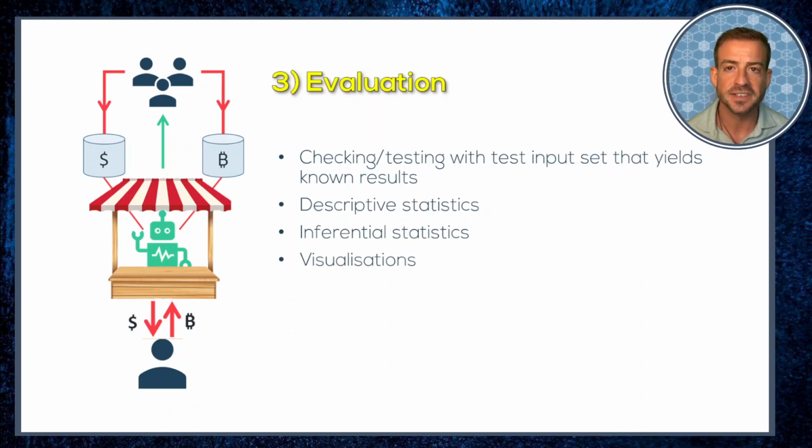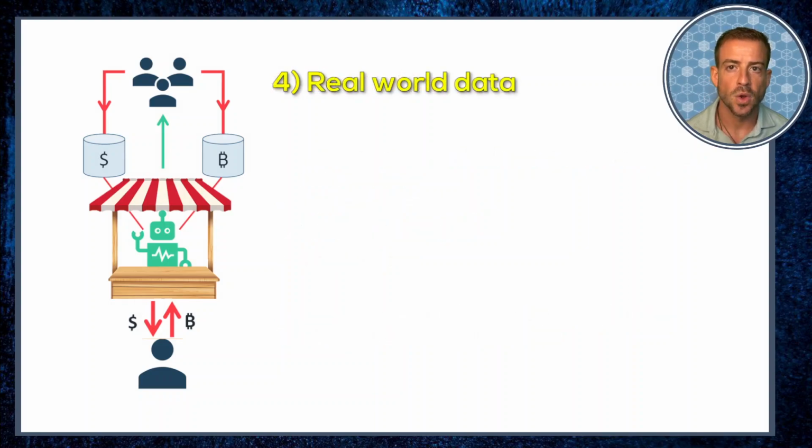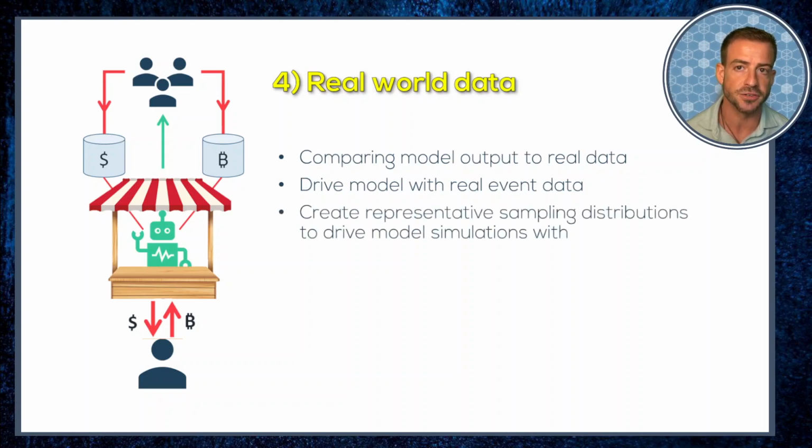In practice, the design of these evaluations will probably take place in tandem with the design of the simulation process itself. We may then move on to thinking about how we make use of real-world data. We may do that to create further validation of our model by comparing the model simulation output to real-world measurement data, or perhaps we try driving the model with the real-world data directly, or else use real-world data to define appropriate sampling distributions for the events that drive our simulations.